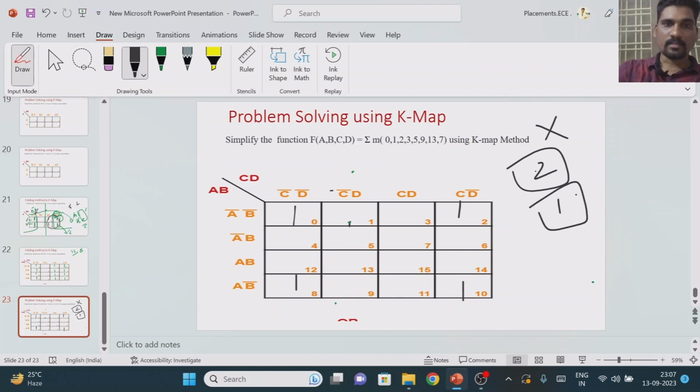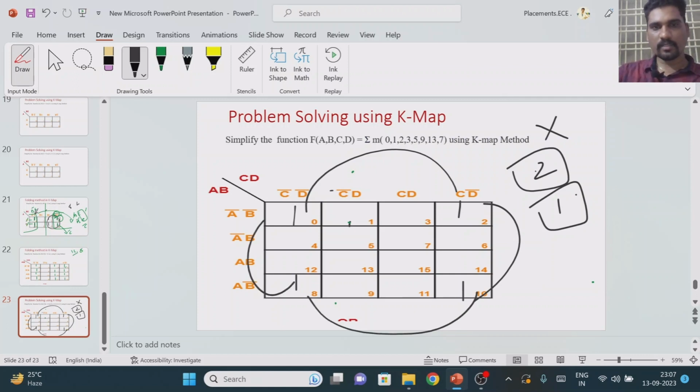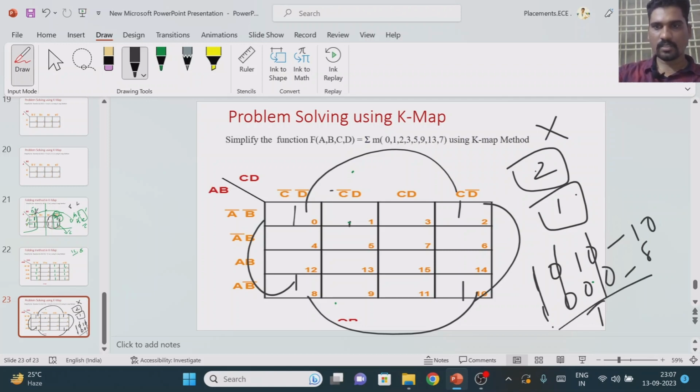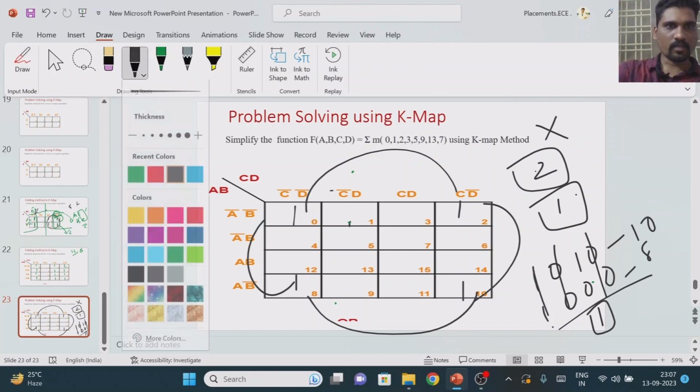How? 0 is adjacent to 2, right? 2 is adjacent to 10, right? 10 is adjacent to 8, right? 8 is adjacent to 0, right? Yes or no? 1 0 1 0, next 1 0 0 0. This is nothing but 10. This is nothing but 8, right? How many changes? No change, no change, no change. Only one change, guys. Adjacency means we can group them, right?